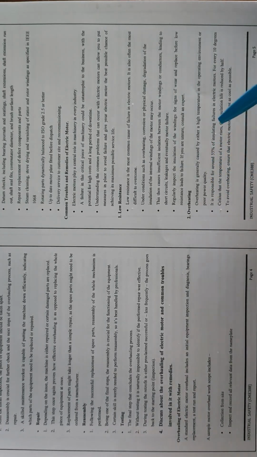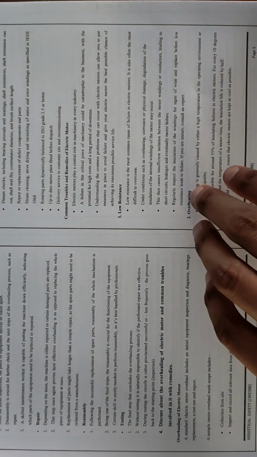Overheating is generally caused by either high temperature in the operating environment or poor power quality. It is responsible for around 55% of insulating failures in electric motors. For every 10 degrees Celsius that the temperature of a motor rises, the insulation life is reduced by half. To avoid overheating, ensure that electric motors are kept as cool as possible.